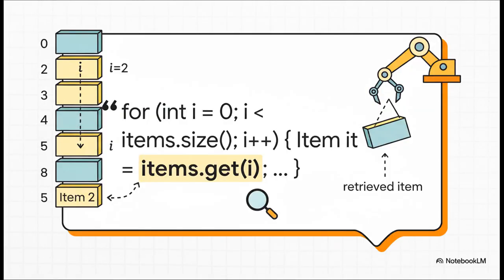And this example shows you exactly why that control is so powerful. See that items.get(i)? You can only do that with a for loop. It's essential anytime you need to grab things by their position in a list.